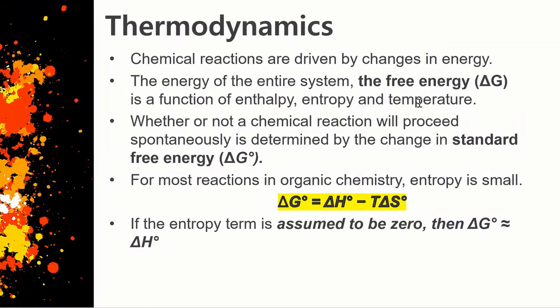So for most reactions in organic chemistry, entropy is small. So this value here is small for most reactions. We will assume in most, if not all instances, that this value is very small. So if the entropy term is assumed to be 0, then the change in free energy is equal to the change in enthalpy, right? If we have 0 and multiply it by T, then all that's left is delta G equal to delta H. That's what we're saying here. And we're going to assume that for most reactions in organic chemistry.